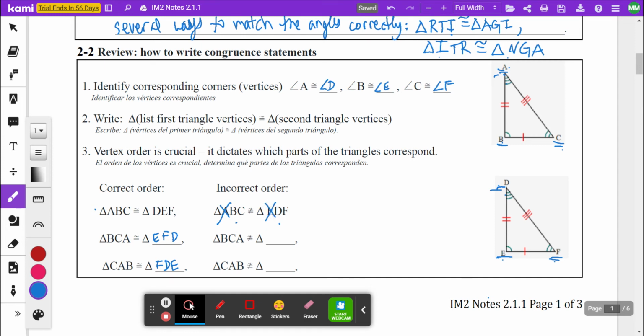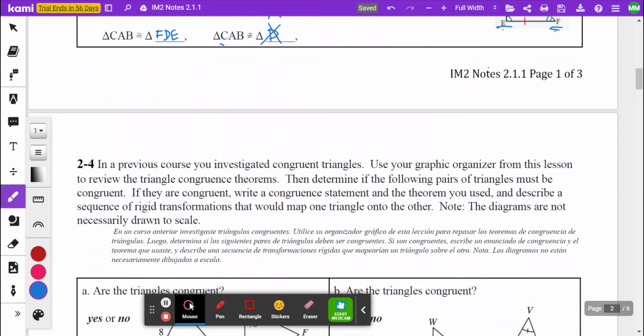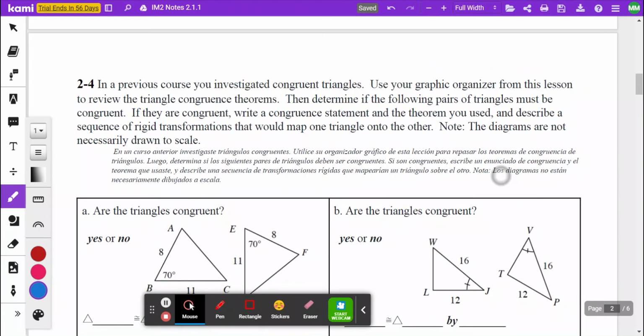Another incorrect order: if I started with triangle BCA, I could not have the next triangle start with anything other than E. So if I started with F, I already know I'm wrong because B and F do not correspond. If I started with CAB, then I know that it would be wrong to start with anything other than F. So for example, if I had started with D, I would know that would be wrong. Order matters.